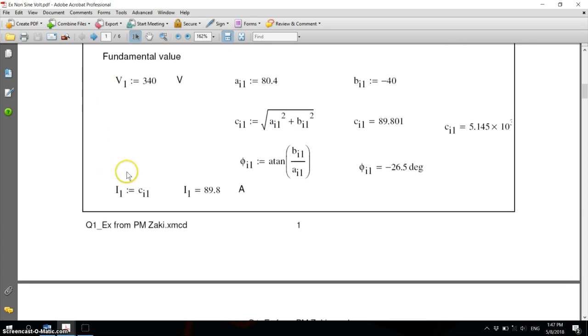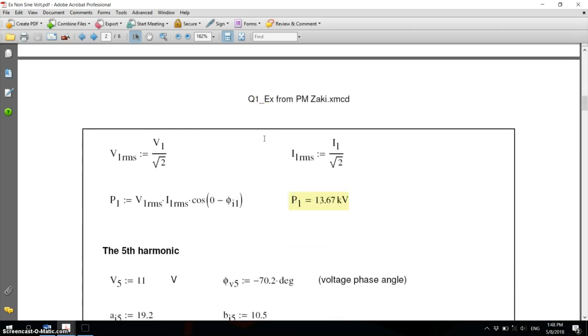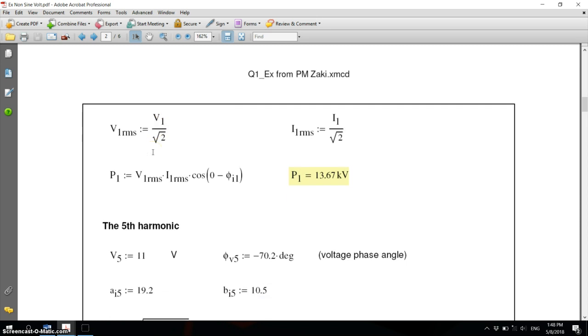So therefore your I1 equals 89.8 with the angle of 26.5, and then you move on to find the, according to the solution, the power for the fundamental components, which is V1 over square root 2 and I1 over square root 2, or you can apply straight using the equation V1 I1 divided by 2, and then cos of the angle between theta V and also theta I. So that gives you the fundamental power.